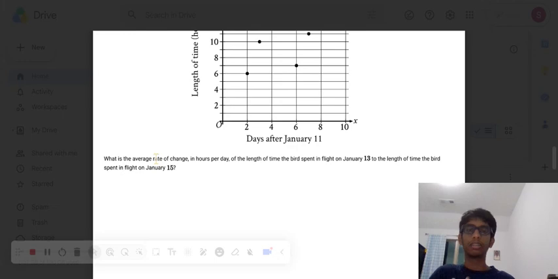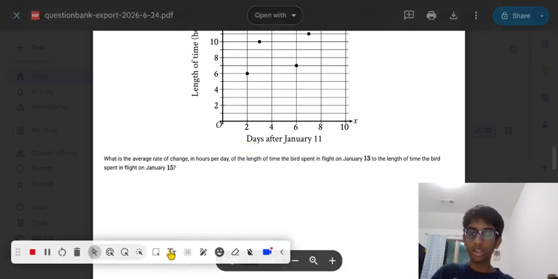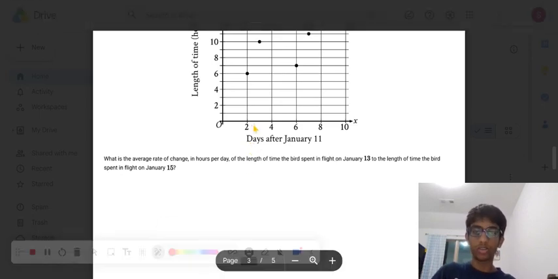Okay, what is it asking? It's asking the average rate of change from January 13th to January 15th. So basically, what is the slope between January 13th and January 15th? If we look carefully at our x-axis, we see that it's days after January 11th, right? So January 13th is 2 days after January 11th, and January 15th is 4 days after January 11th.